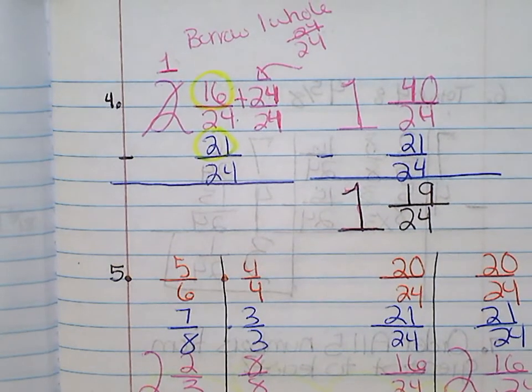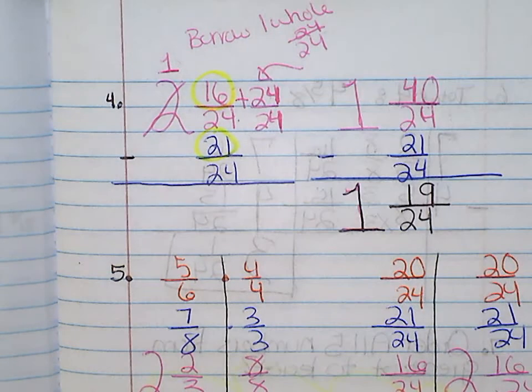Okay, so I ask you to subtract these two numbers. And you notice, can you take 21 away from 16? No, you'll get a negative number, and that is not what we want. So when you're just doing regular subtracting and you can't subtract from a number, what do you do?